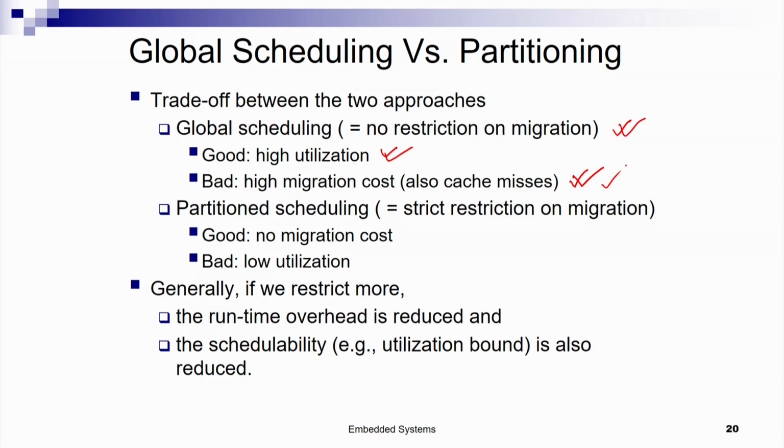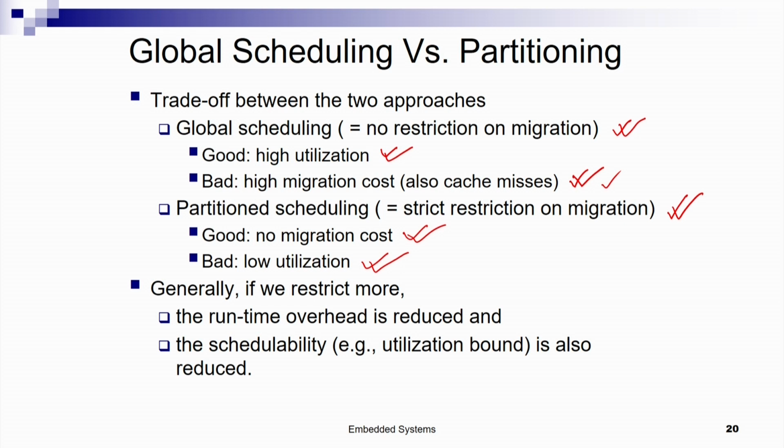Partition scheduling, on the other hand, is strict in terms of not allowing migrations, and therefore, it is good because it has no migration cost, and therefore, it is high in terms of cache efficiency. Cache misses are low, but it is bad in terms of low resource utilization, as we saw in the last case. 1/3 of each processor could not be used. So, the processor utilization for that particular case was 66%.